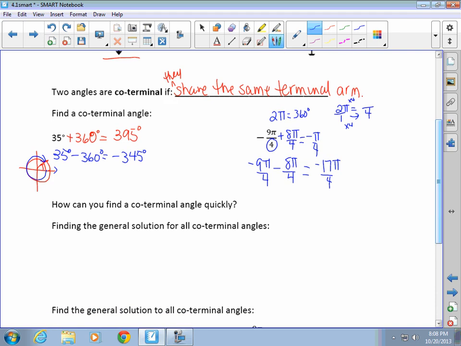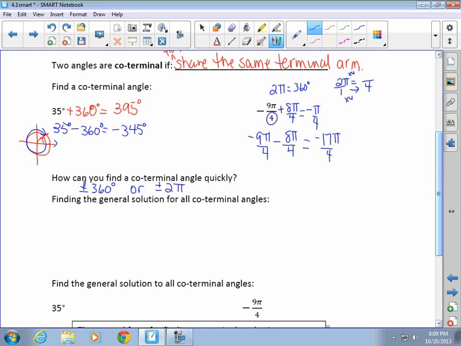So how can you find a coterminal angle quickly? You just simply add or subtract 360 degrees, or if it's in radians, you add or subtract 2 pi. And you want to always change that 2 pi so that it has the same denominator as your question does. So the general solution is basically the same thing. The only thing is you're adding an n to your formula for the solution. And n is just the number of times you go around the circle.